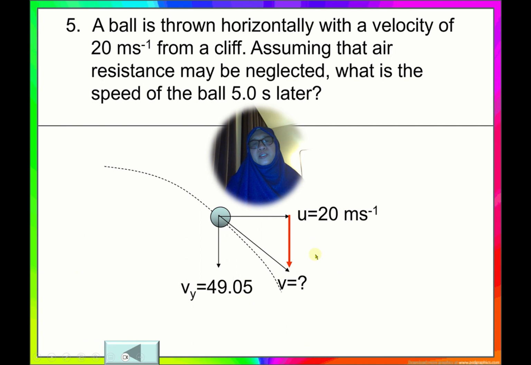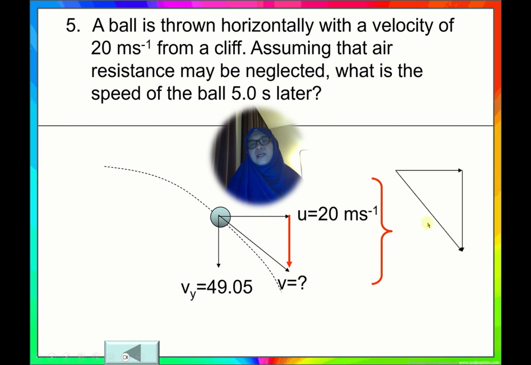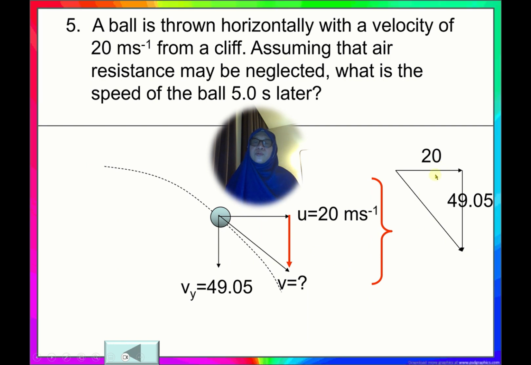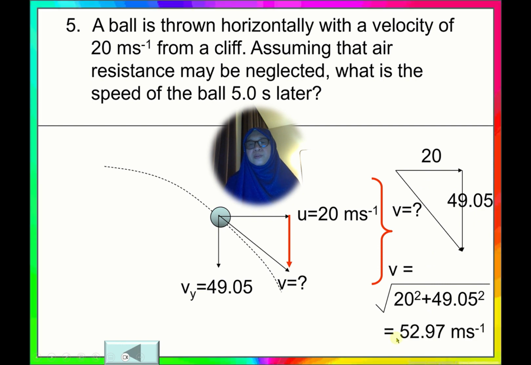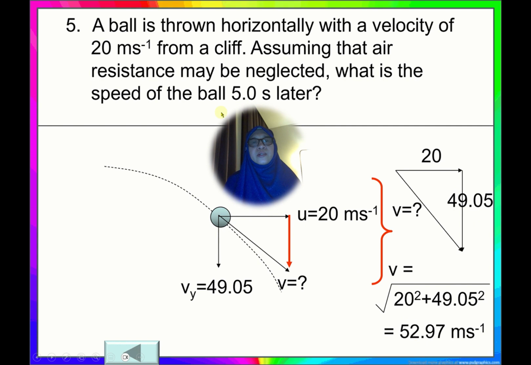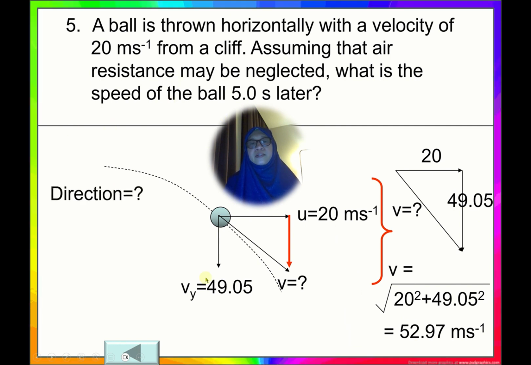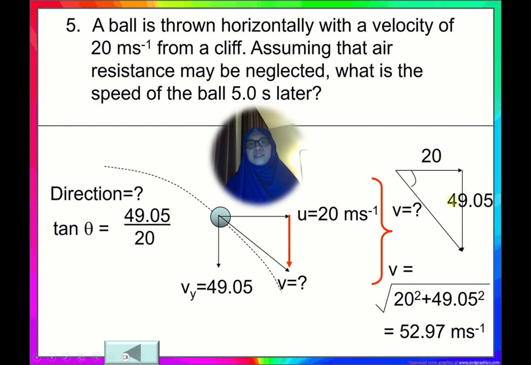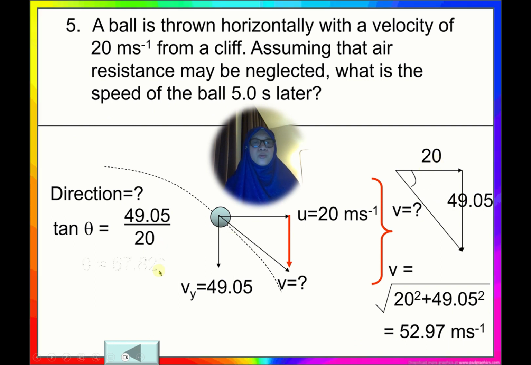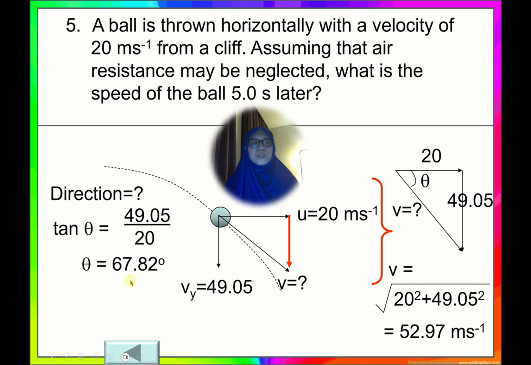So we can use Pythagoras theorem to find V, where V squared is equal to 20 squared plus 49.05 squared. Using Pythagoras theorem, we get V is 52.97 meter per second. But this speed is a vector, so you need to find the angle for the direction. We can use tangent. Tangent theta is opposite over adjacent, so 49.05 over 20. So you get theta equals 68 degrees.